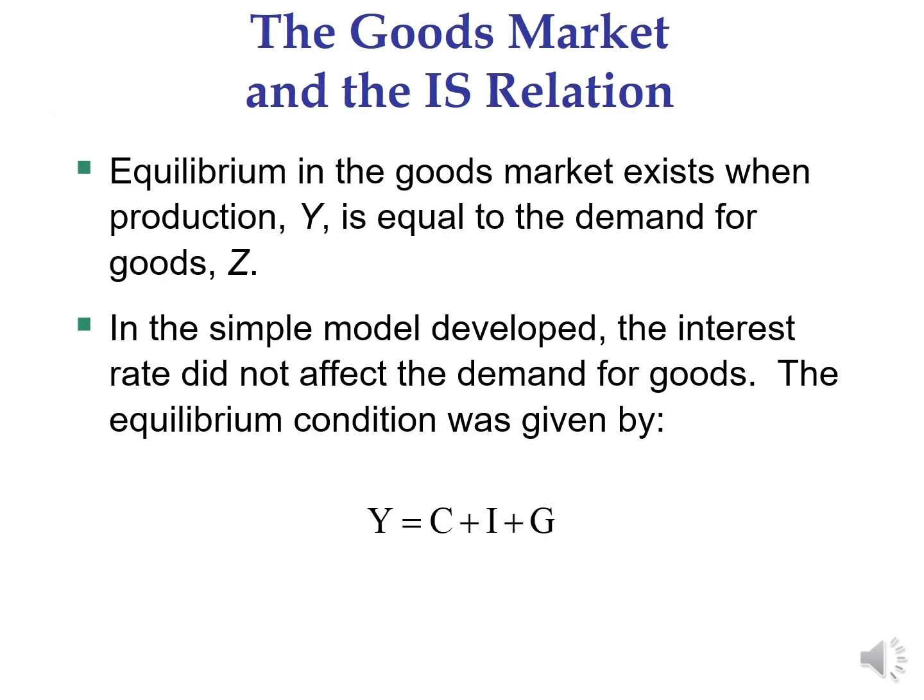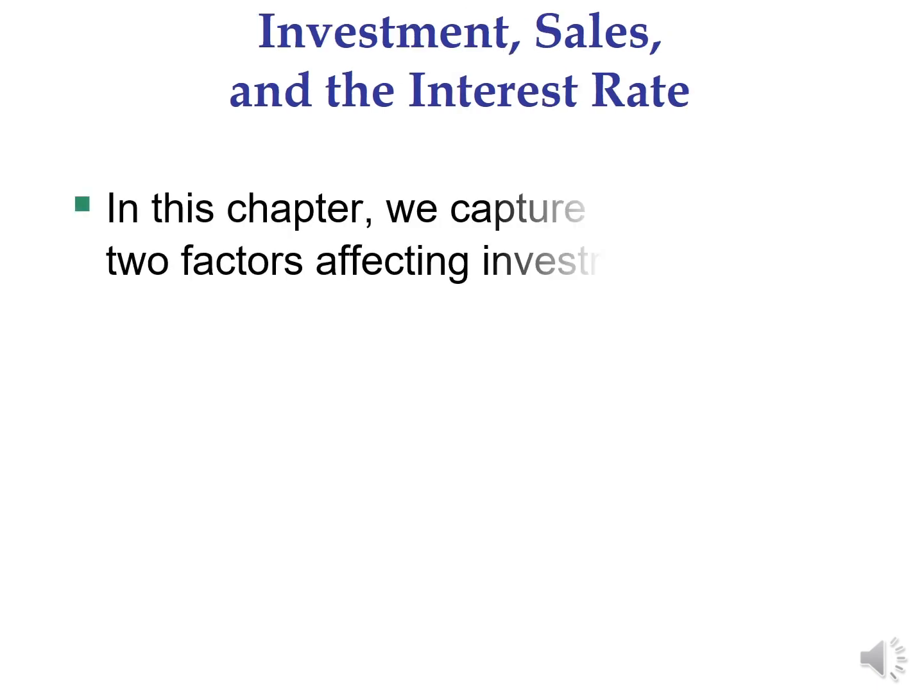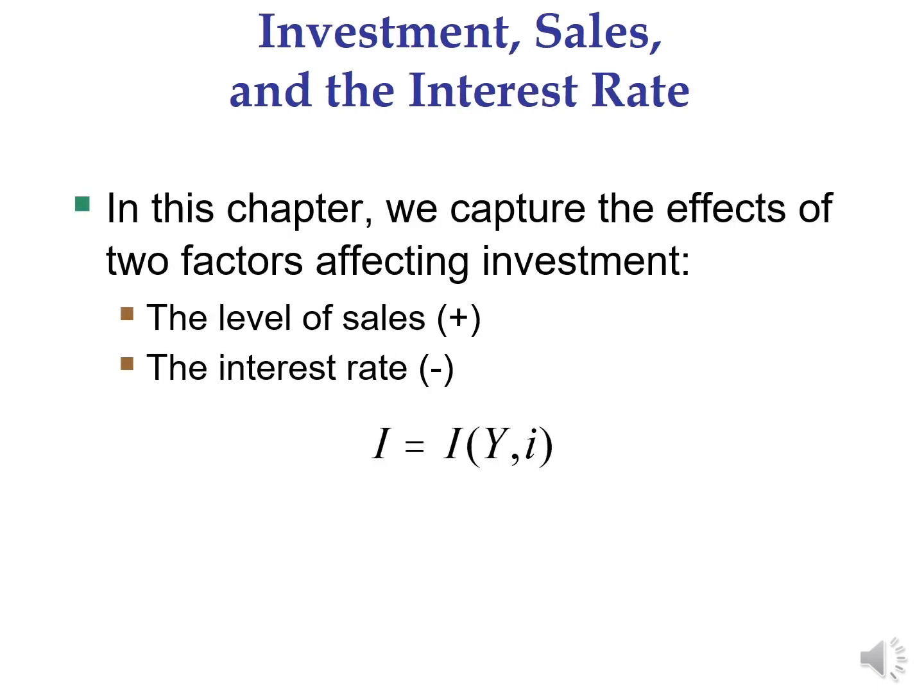The goods market and the IS relation. Equilibrium in the goods market exists when production, or output Y, is equal to the demand for goods Z. In the simple model developed, the interest rate did not affect the demand for goods. The equilibrium condition was given by Y equals C plus I plus G, or we can say output is a function of consumption, investment, and government expenditure.